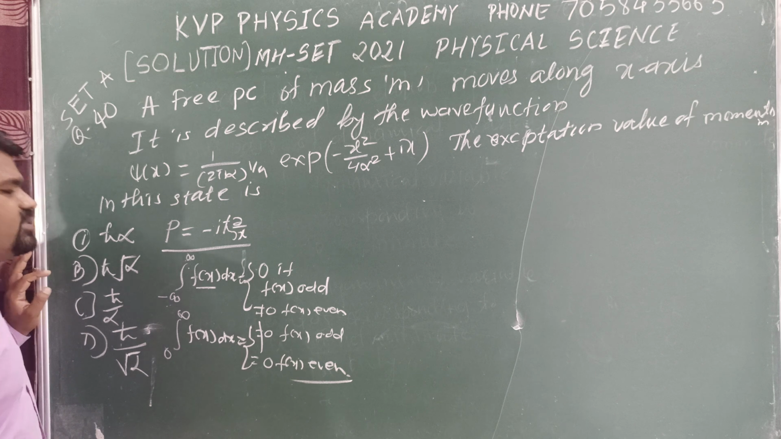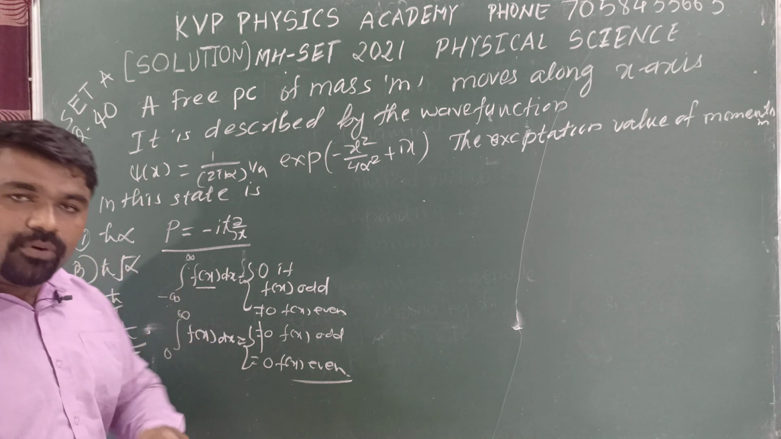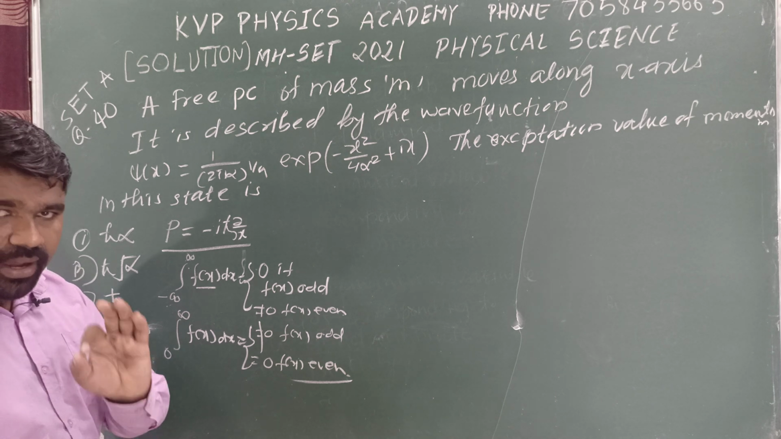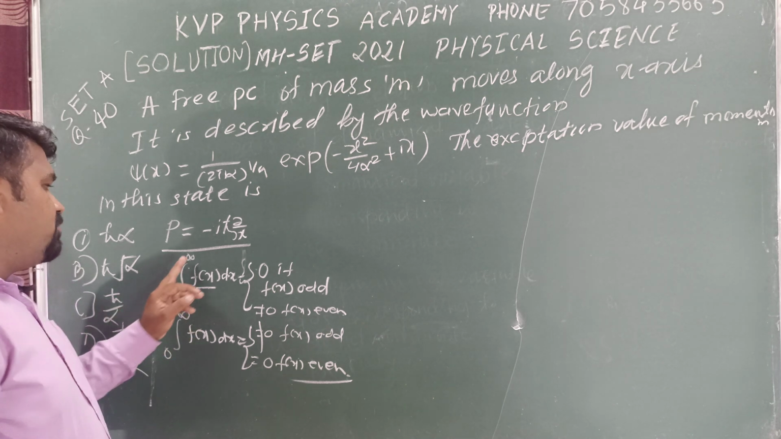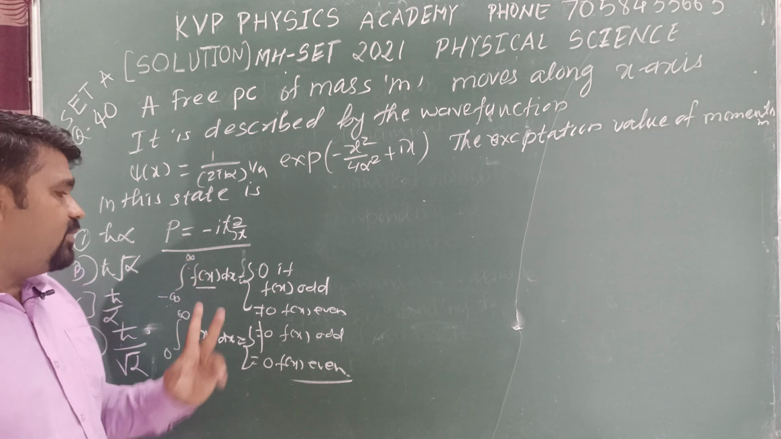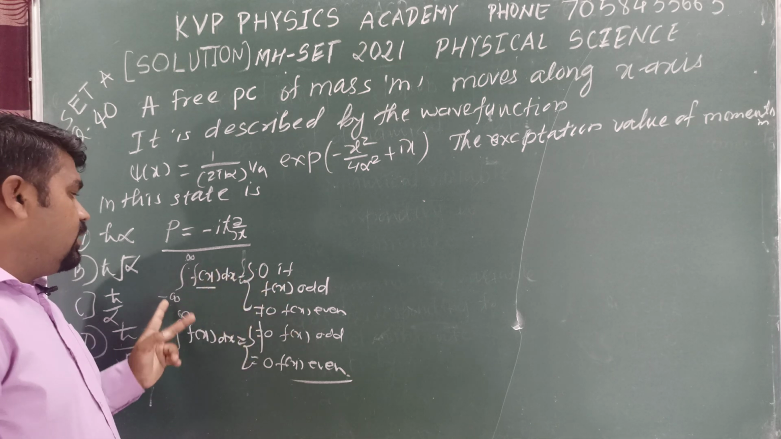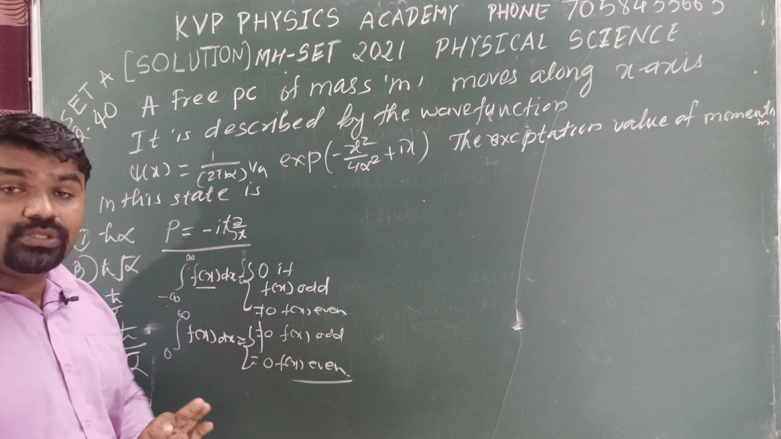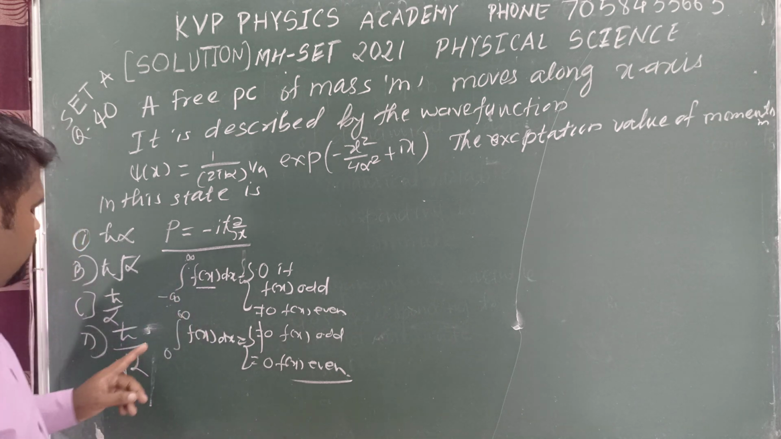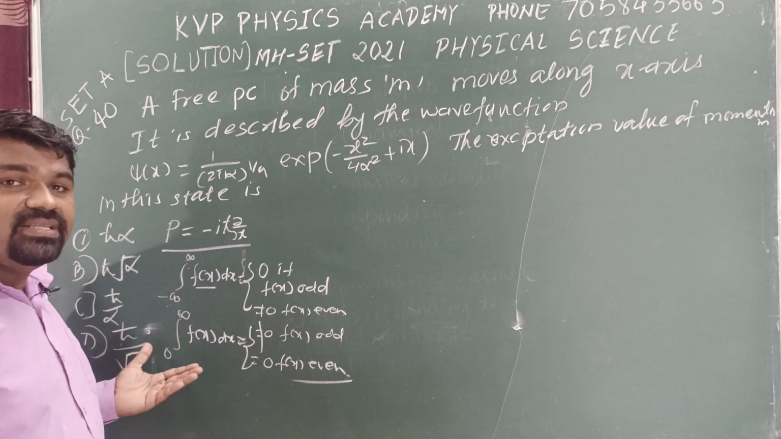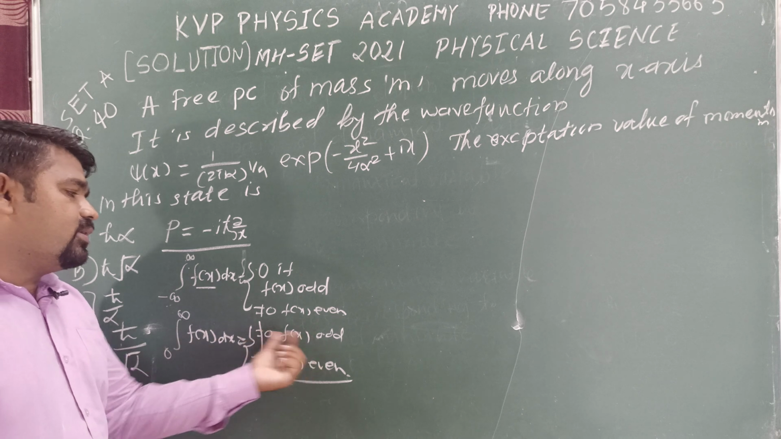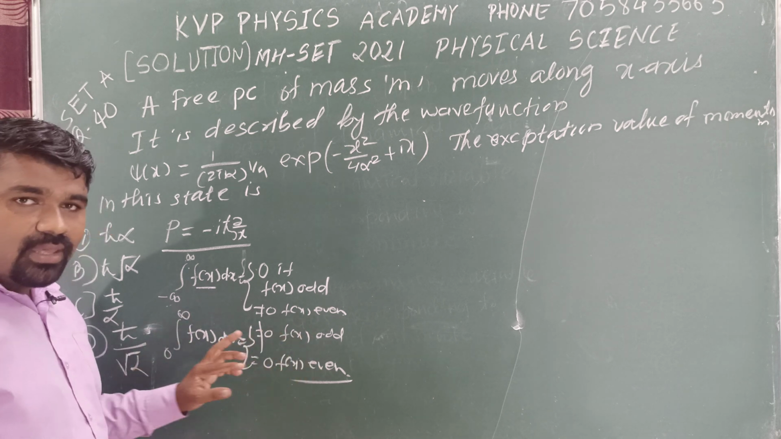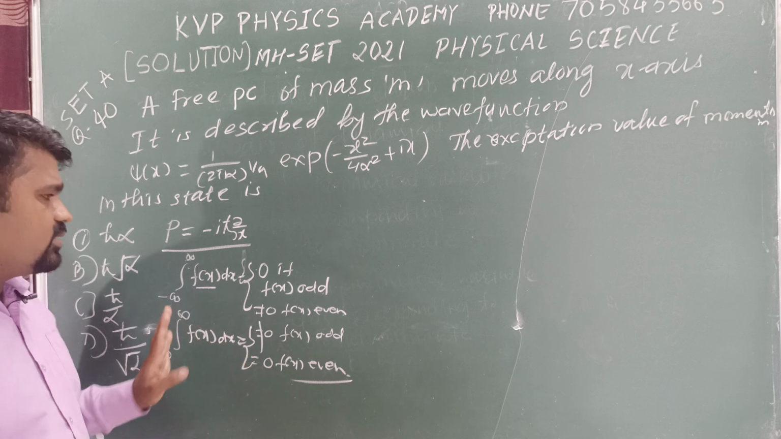This trick is strongly applicable only when the limit is 0 to infinity or minus infinity to plus infinity. Always memorize this: minus infinity to plus infinity, limit even, function odd, gives 0. Limit even, function even, non-zero, which means we need to solve the integral. Next, 0 to infinity means limit odd, function odd, non-zero. Limit odd, function even times odd, gives 0. Got it? These are the two tricks.